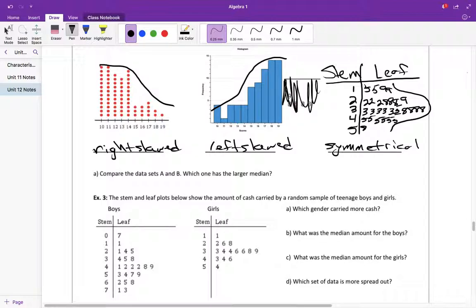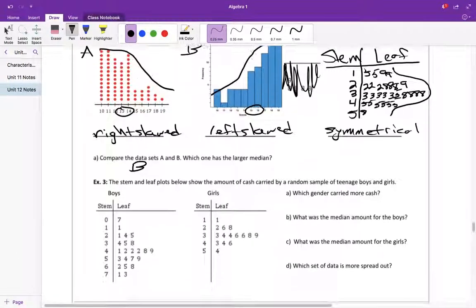So then for A here, compare the data sets A and B. I think what it means is this is A and this is B. Which one has the larger median? Keep in mind, median is the middle number. That would probably be somewhere between 13 and 14 on graph A. The middle of the data would probably be somewhere between 15 and 16 for B. So I would say data set B would have a larger median.